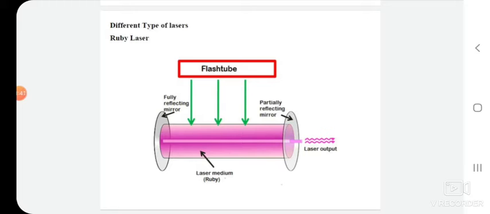If we see this schematic diagram of ruby laser, on that basis we can discuss its construction, its operation, its energy level diagram, advantages, disadvantages and applications of ruby laser, that we have to discuss one by one. First we will discuss its construction.